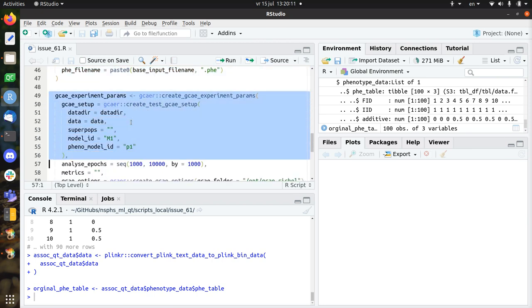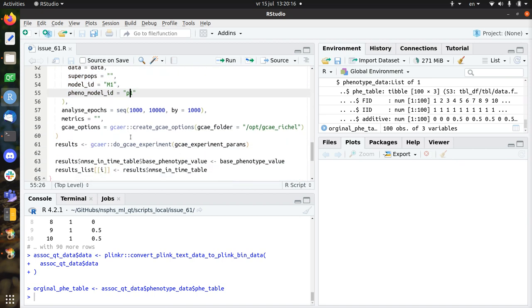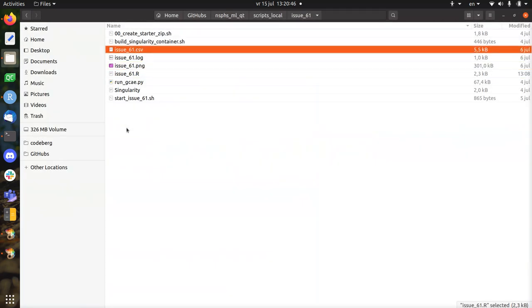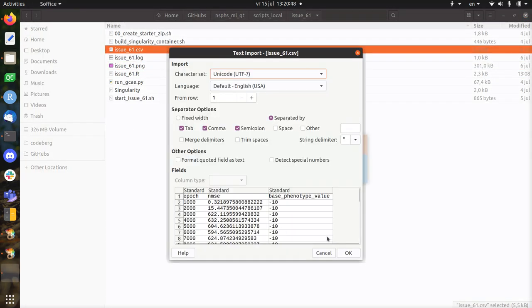I run a GCAE experiment using a standard phenotype prediction model. I analyze 10,000 epochs instead of 1,000. No metrics are needed, I just do a GCAE experiment. Then I copy the base phenotypic value into my results table, and I also add the normalized mean squared errors in time as a table, and then I combine them and you get the CSV that's also there. So you can check for yourself.